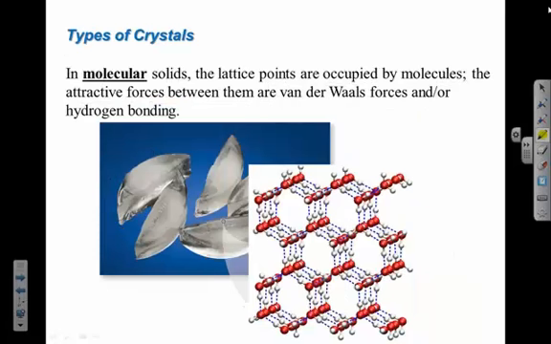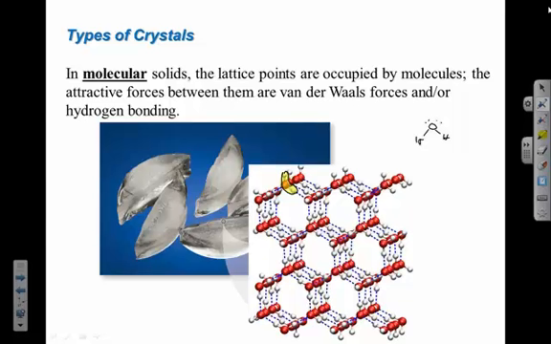In contrast to that, if I have discrete molecules that attract to one another through intermolecular attractions, then I have a molecular solid. So in this case, I have individual water molecules. There's one right here. This individual water molecule has one oxygen and two hydrogens.